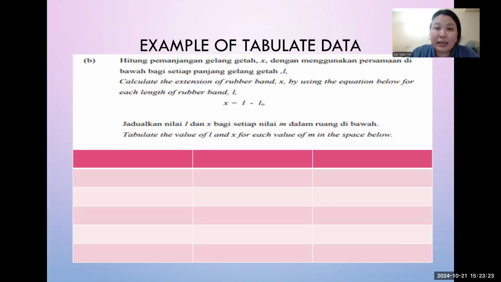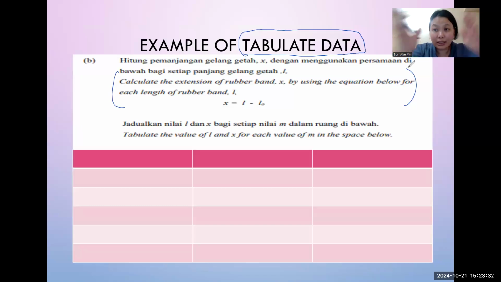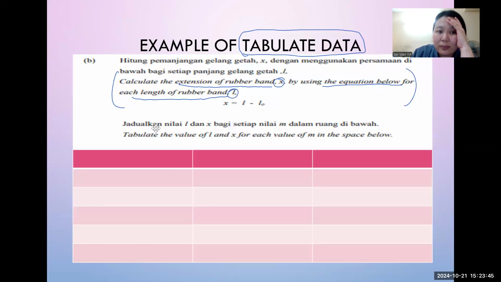Okay, example of tabulated data, for example. This is not this experiment, not the inertia experiment. But we can read: calculate the extension of rubber band X by using the equation below for each length L, and then tabulate the value of L and X for each value of m in the space. Means actually our table.